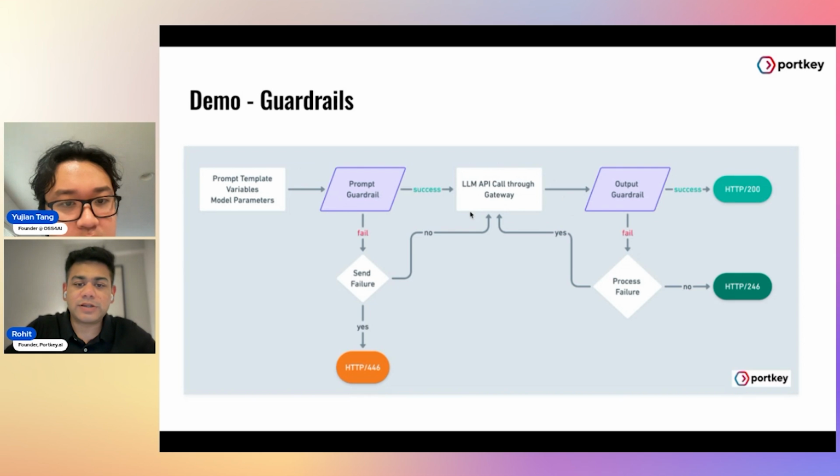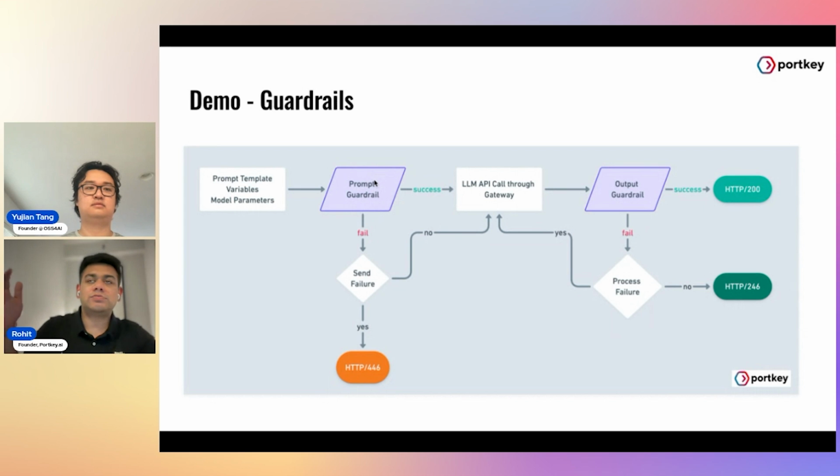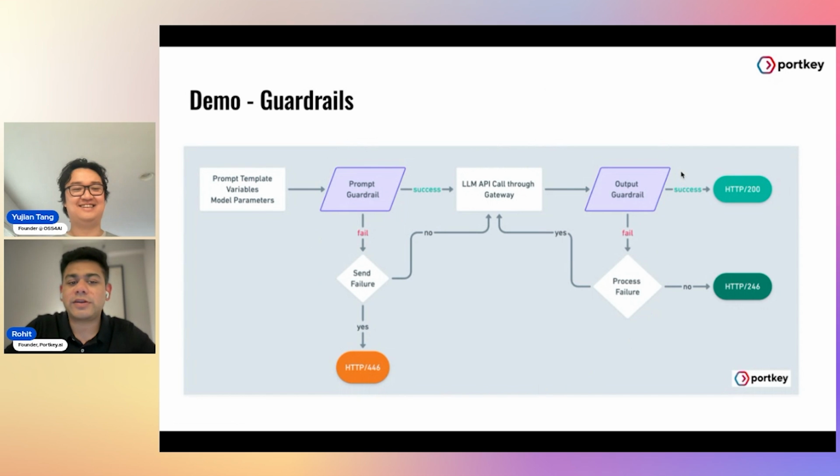If I were to just break it down a little bit, you have your prompt template, your variables, your model parameters coming in. And now they first hit a prompt guardrail. This is a series of checks on the input. If the prompt guardrail fails, this happens within the AI gateway layer.